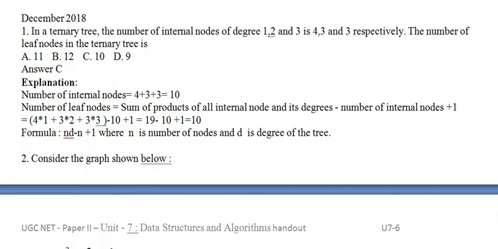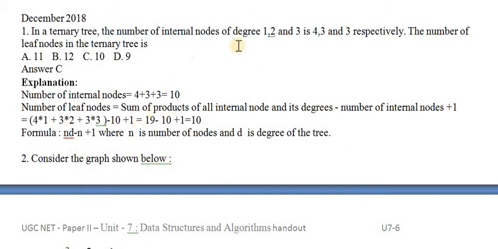Okay, so next, if you are going for the December 2018 question: in a ternary tree, the number of internal nodes of degree 1, 2 and 3 is 4, 3, 3 respectively. What is the number of leaf nodes in the ternary tree? Actually, it is a very simple formula-type question for a ternary tree.